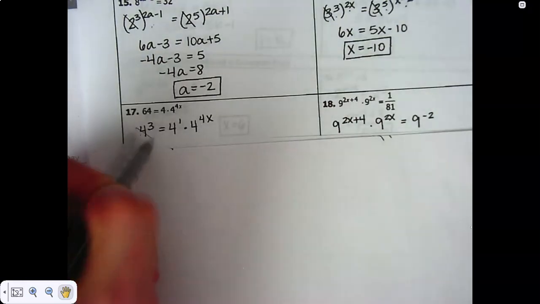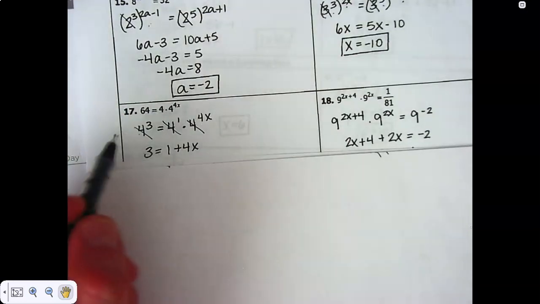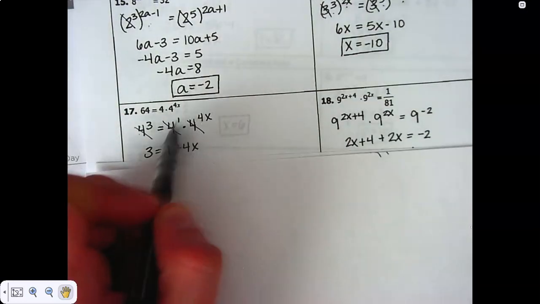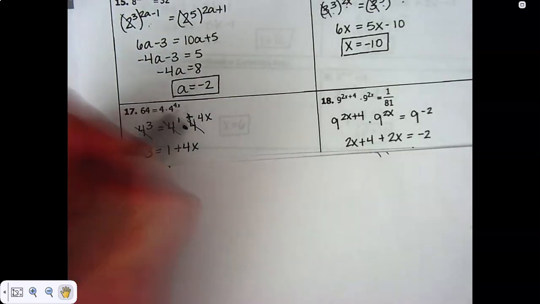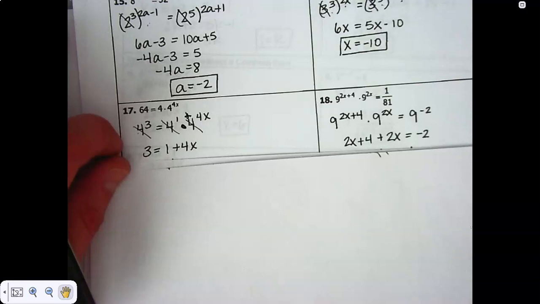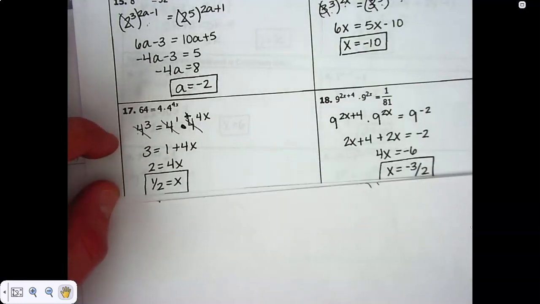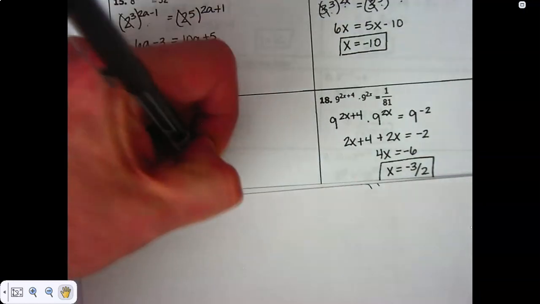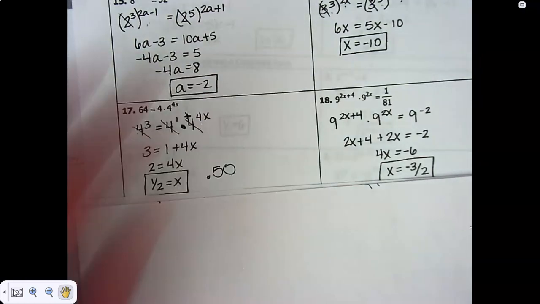Common bases can now all be dropped, and we get 3 equals 1. Now remember, when you have two terms that were originally being multiplied, as we see right here, you are going to add the exponents after you drop the bases. So you're going to have 1 plus 4x in this case. Go ahead and combine like terms, get that 1 over to the other side, divide by the 4, and you get 1/2. Remember, in the Google form, you're going to want to enter it as 0.50 because you want to have 2 decimal places for decimal answers.